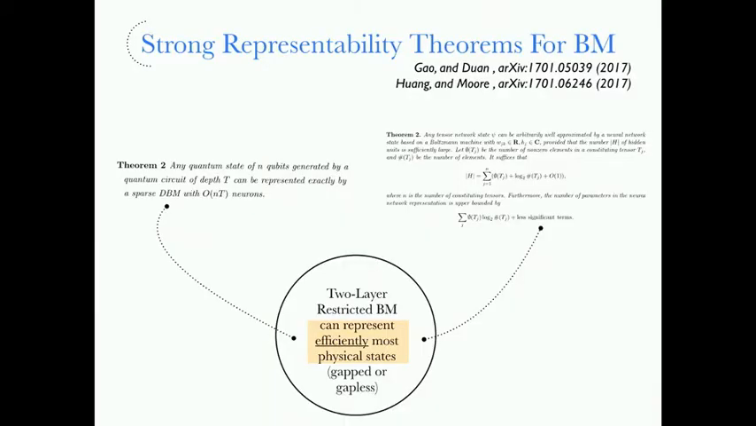And recently people showed also what can be represented with it. And it turns out that the RBMs can represent most interesting physical states well. There are some states that they can't really do well, but most interesting states can be represented by the restricted Boltzmann machine. The challenge will be, how can we learn it efficiently in all cases?